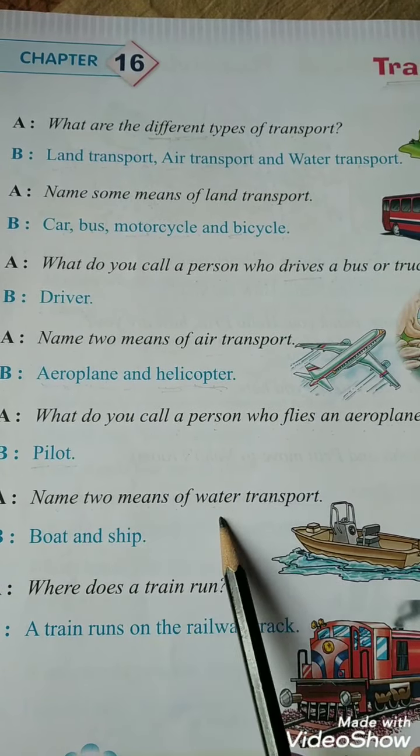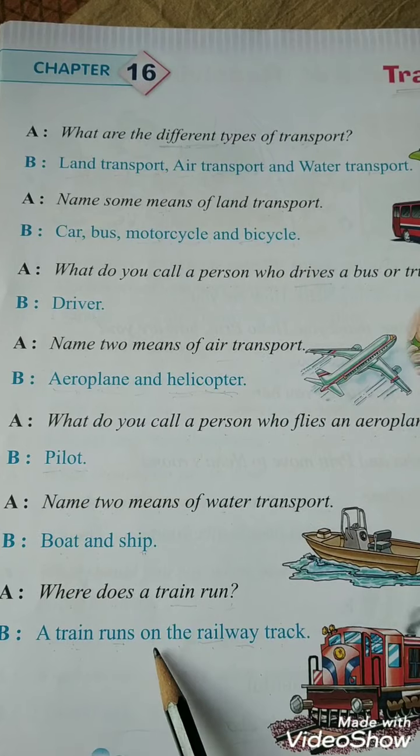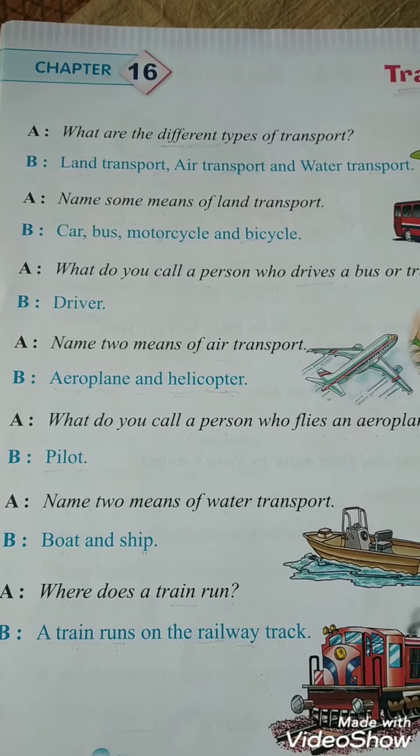Where does a train run? That means where does the train move? Answer: a train runs on the railway track.